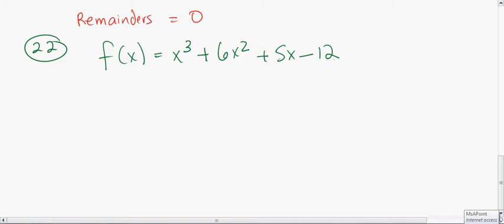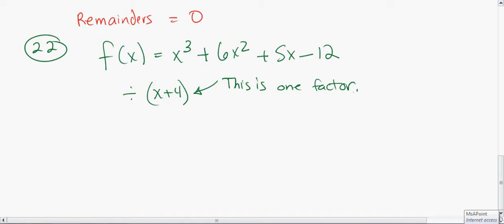And the book gets me started. They suggest that I divide this polynomial by x plus 4. So they're saying divide that polynomial by x plus 4. And what they're saying really is that this is one of the factors. So they're giving me a factor for free. I know that x plus 4 is going to go in evenly into x cubed plus 6x squared plus 5x minus 12. Why? Well, because the book is telling me that it should go in evenly.